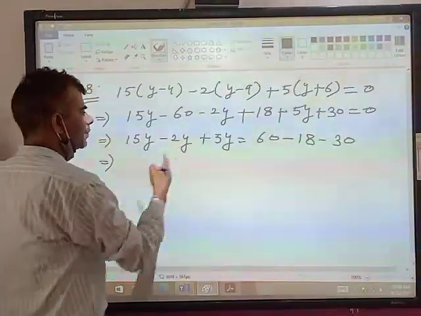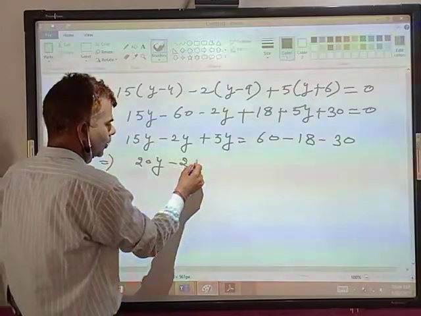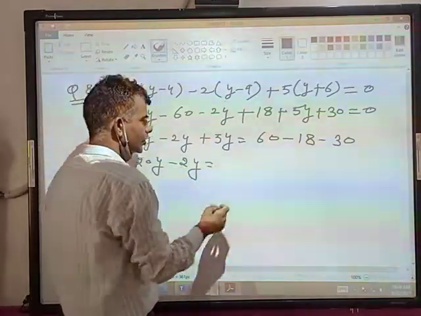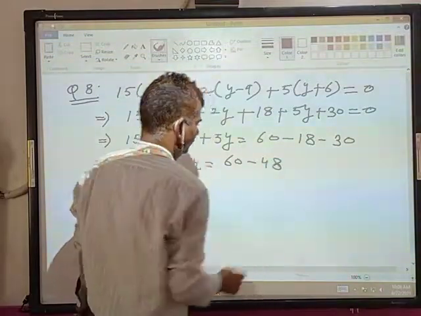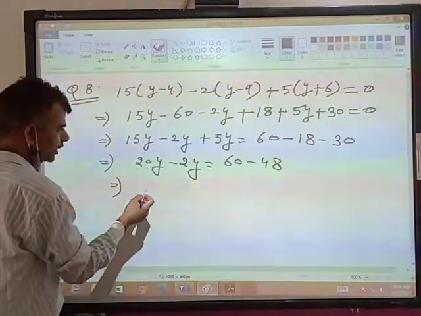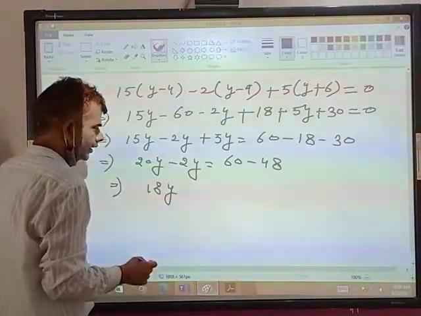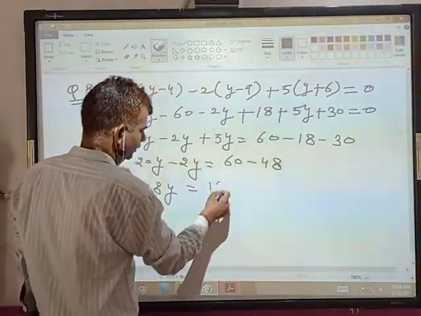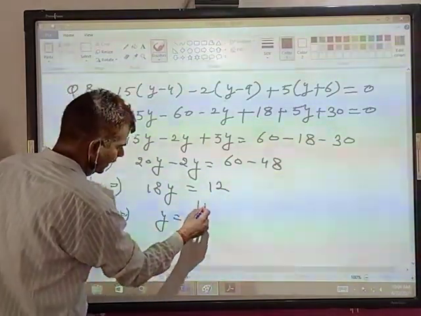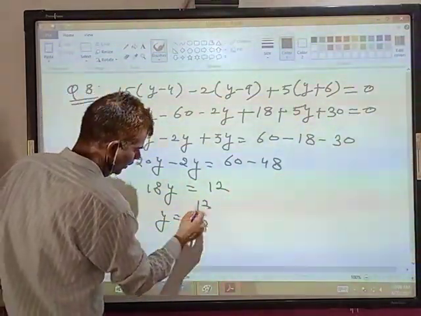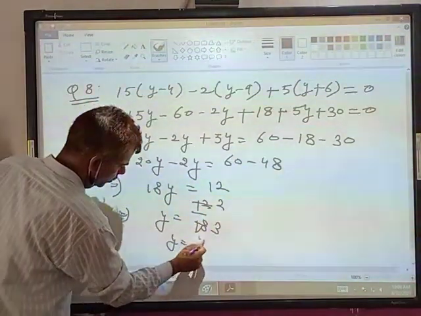Student, 15y plus 5y, that is 20y, minus 2y is equal to 60 minus 48, that is 12. Student, it is 18y equals 12. So y is equal to 12 by 18. 6 twos are 12, 6 threes are 18. Y is equal to 2 by 3.